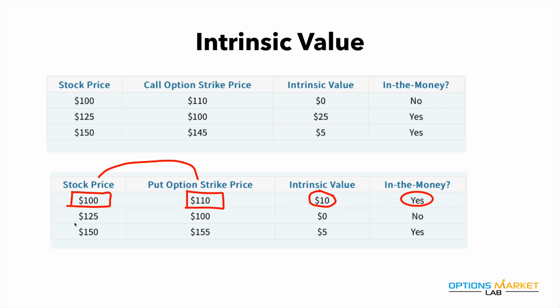If the stock's current trading price is $125 and the option strike price we are looking at is $100, that means this is out of the money. It is not in the money and it carries no intrinsic value. If the stock price is $150, and the strike price we are looking at for puts is $150, the difference is $5. That means it is in the money $5.